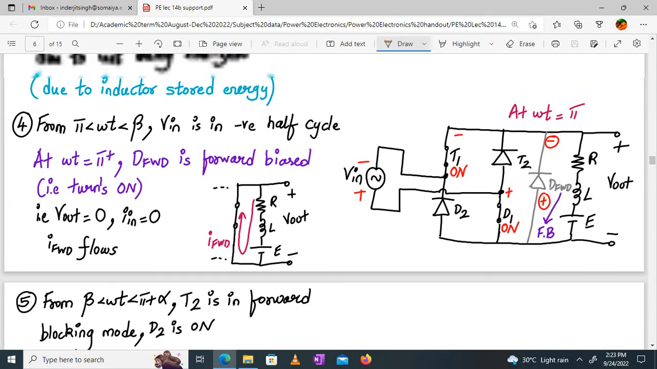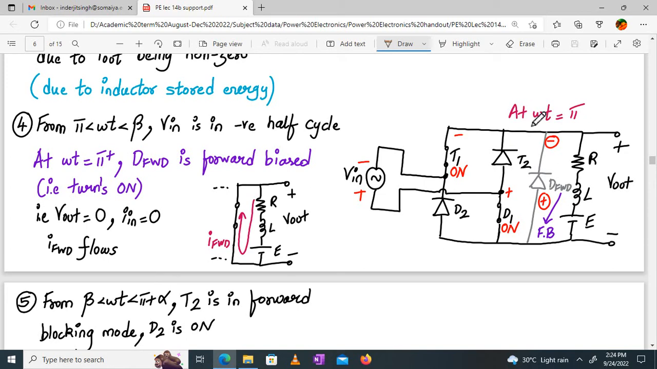Okay. So from pi to beta, your V in enters the negative half cycle. So at omega t equal to pi, this is the situation. T1 and D1 are on, and we enter a negative half cycle, so the polarity across V in will change. All right. Now this positive will come over here, right? And this negative is coming over here. And this negative is over here, and this positive goes over here. That means we are forward biasing the freewheeling diode.